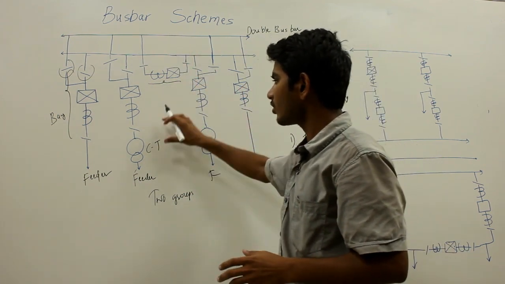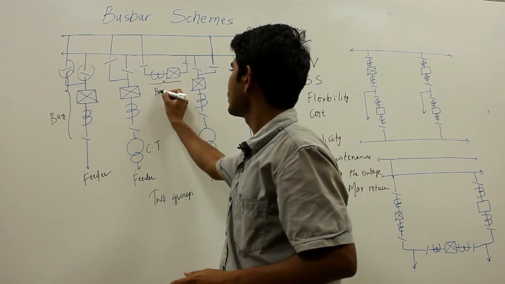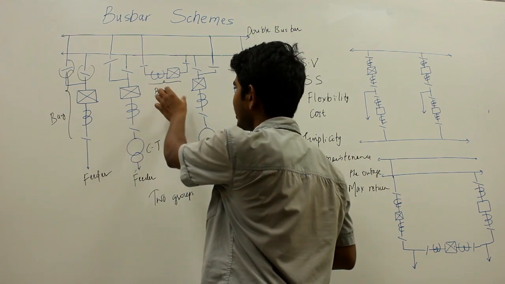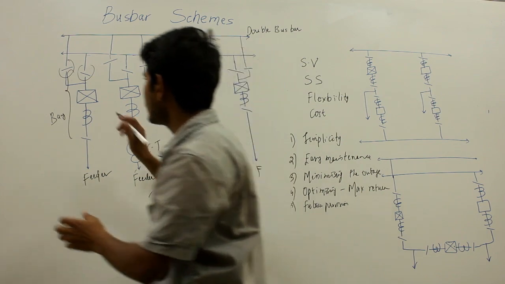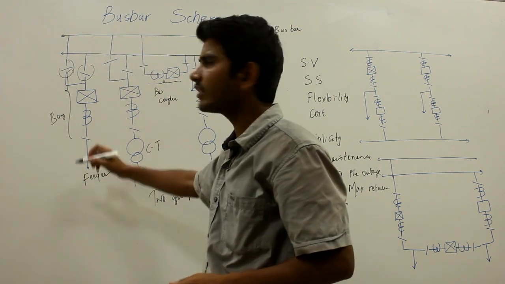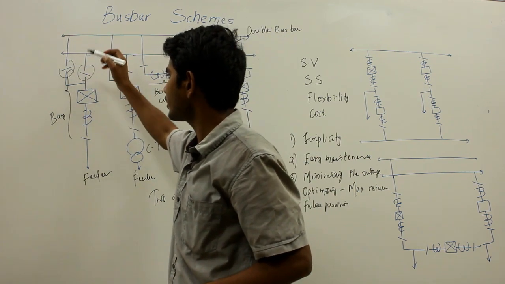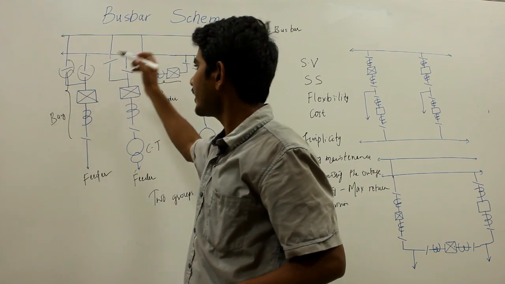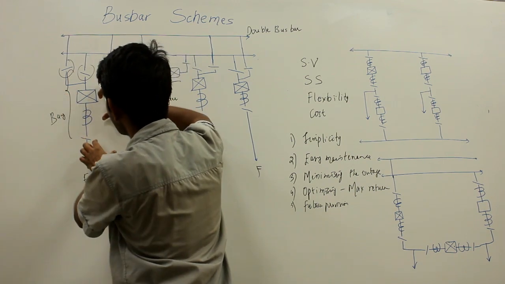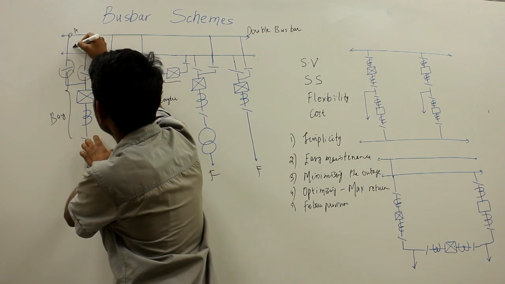Now for the transfer operation of one feeder from one bus to the other bus, the bus coupler should be kept closed. First thing is you should keep the bus coupler closed and then close the isolator associated with the bus to which the feeder is transferred. Once you close that isolator, next open the isolator from where the feeder is transferred. Suppose I want to transfer this feeder to this bus, let us say this is bus A, this is bus B.